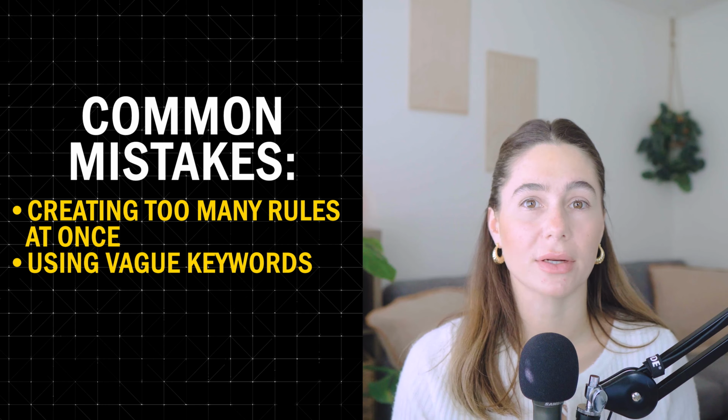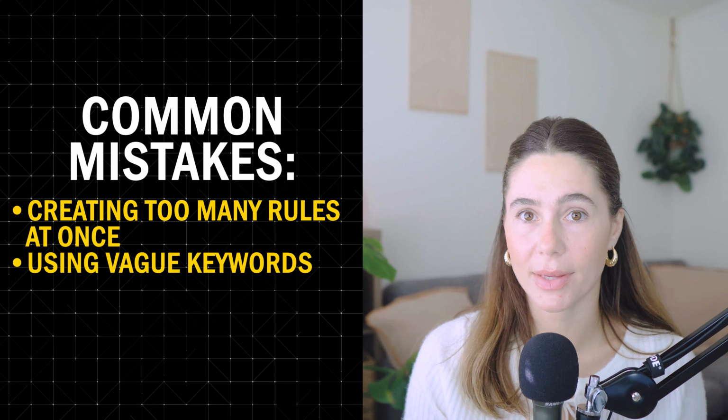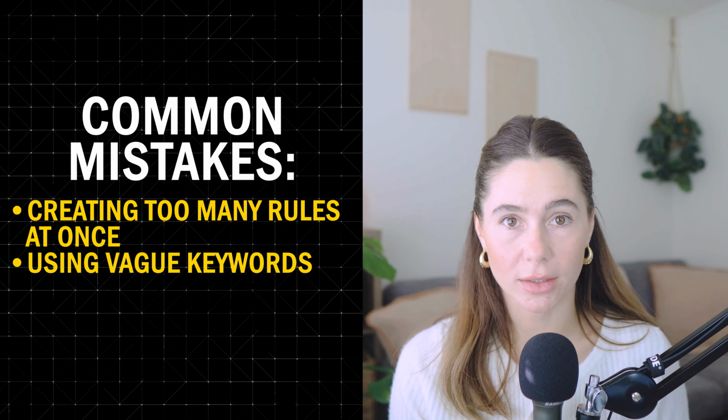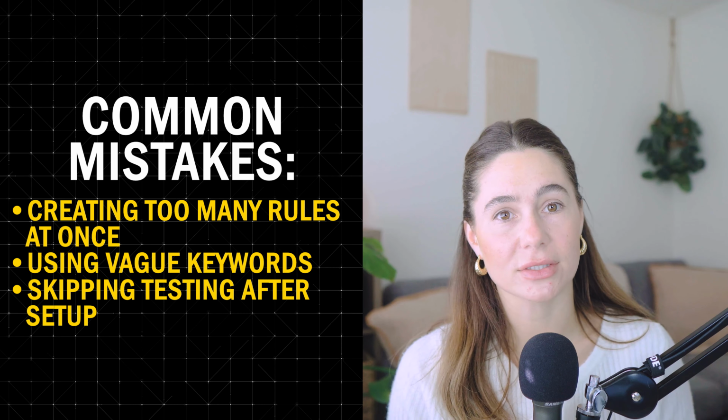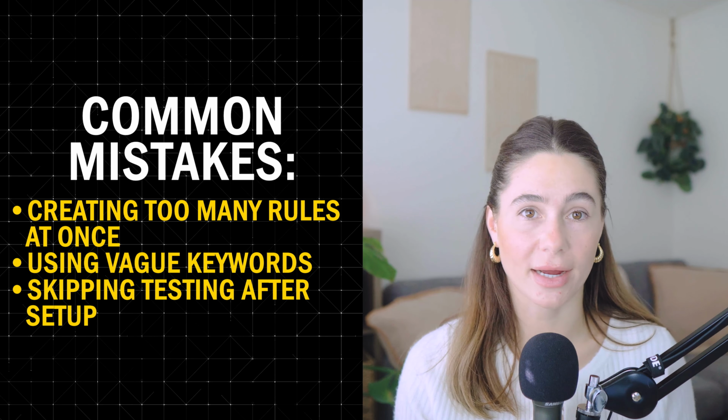Now, common mistakes with conversation routing. One common mistake is just creating too many rules at once. Over-routing can cause confusion instead of clarity. Another mistake is using vague keywords that trigger routing too often. Specific intent-based keywords are going to work so much better. Some teams also forget to test routing after setup, so testing is going to save you time later on down the road.